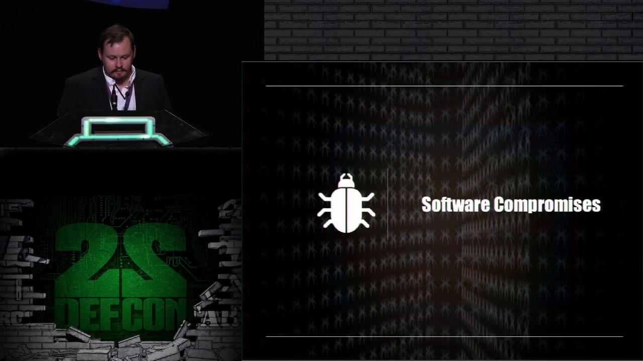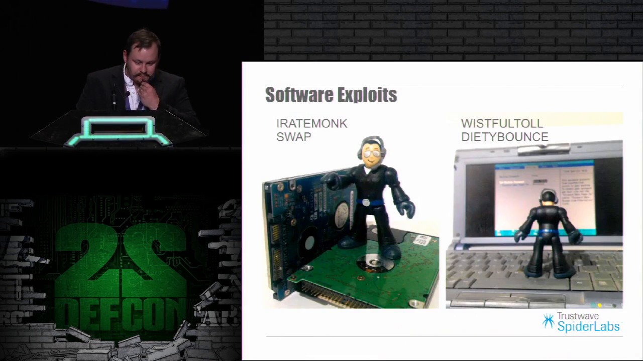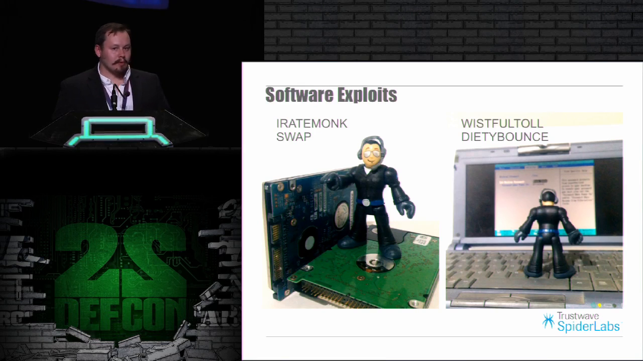All right, let's move on to some software compromises. So software exploits basically attack firmware or BIOS. They aren't an embedded device, so you can't just open up your motherboard or open up your case and start looking inside for something that's creating the persistent compromise. Let me explain what they are.